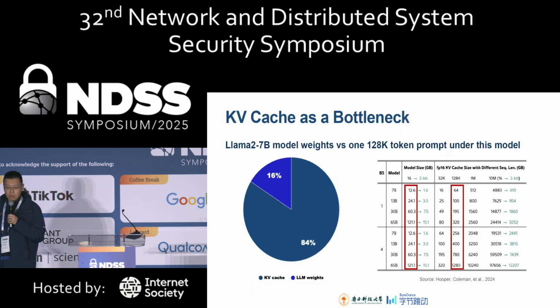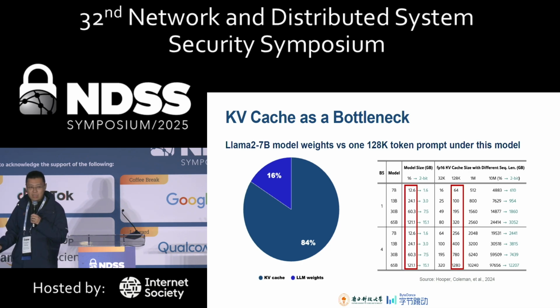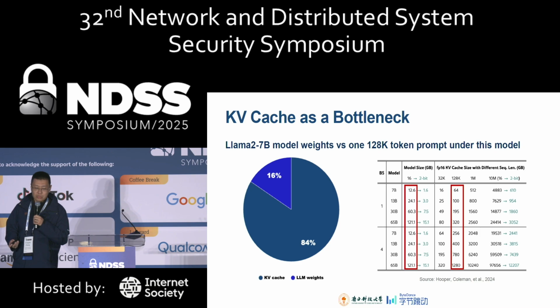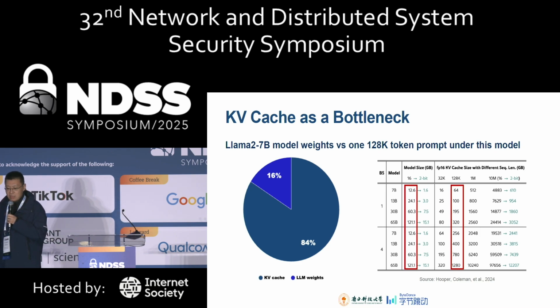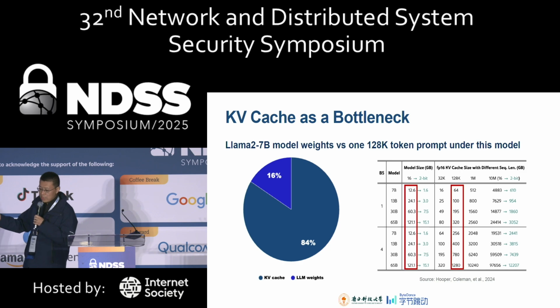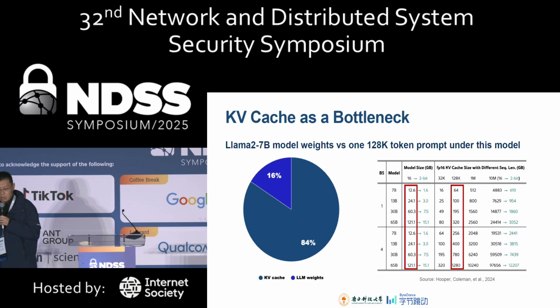The problem with the KV cache is that it can become very big. If you look at the pie chart on the left, for a Llama 2 7B model, the model weights occupy only 17% of the GPU memory, and the majority of the rest of the GPU memory can be occupied by the KV cache for the prompts. And in this example, the size of the token is only 128K, so it's not very big. If you look at the table on the right, it further shows the problem for other models.